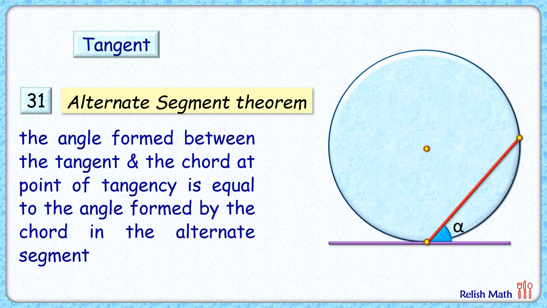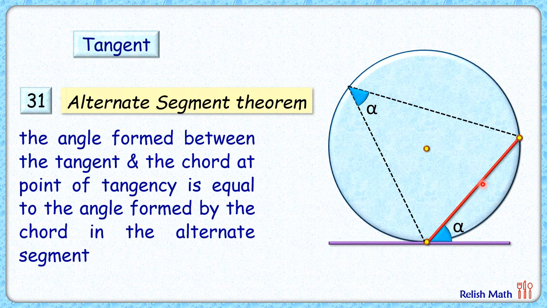Alternate segment theorem. It's an important theorem. It states that the angle between the chord and the tangent at the point of tangency will always be equal to the angle formed by the chord in the alternate segment. If you see, this alpha degree is formed on the minor segment, so the alternate segment will be this major segment. Any angle formed in this major segment will always be equal to the angle between this chord and the tangent. That is, this angle will be alpha degrees.